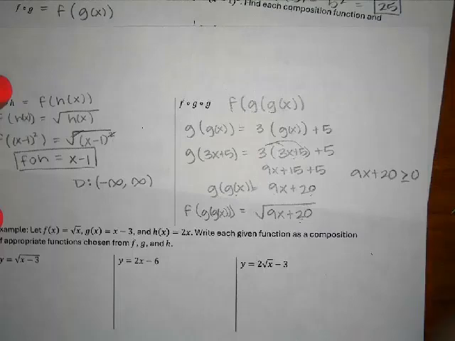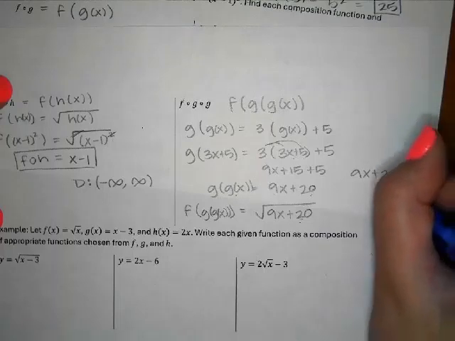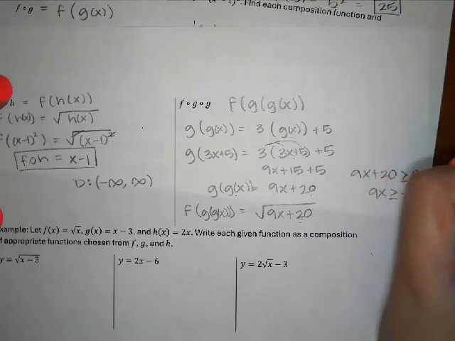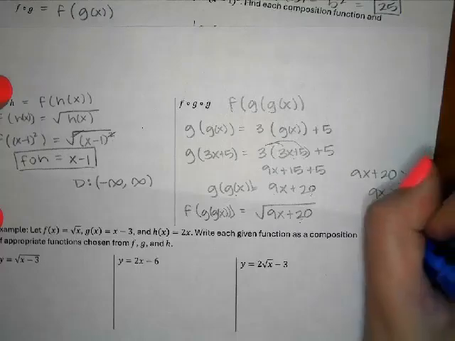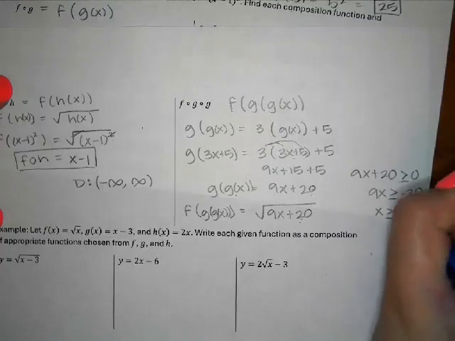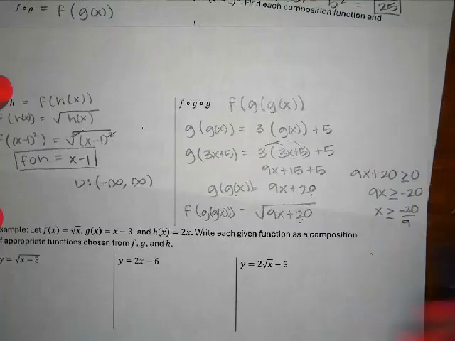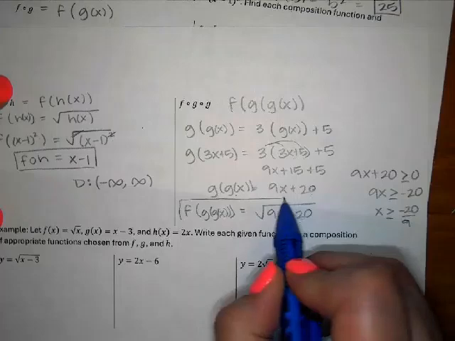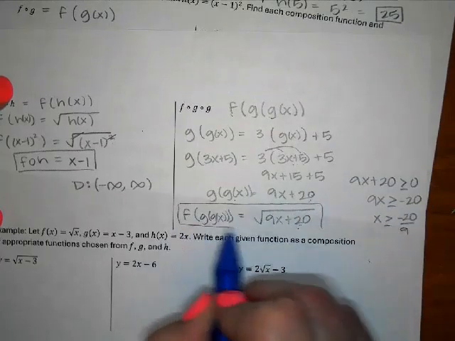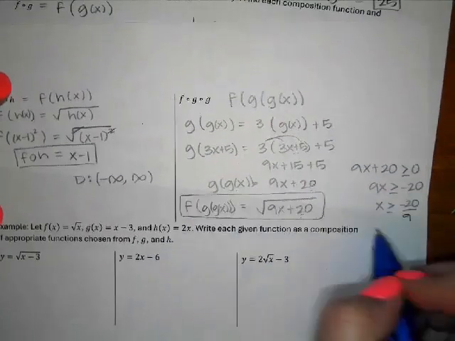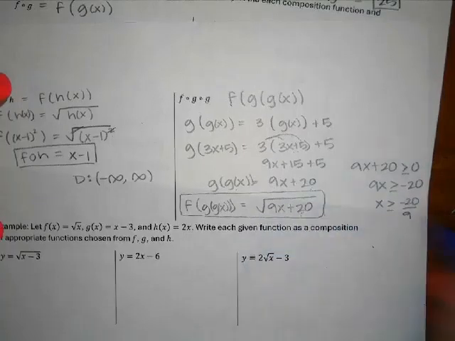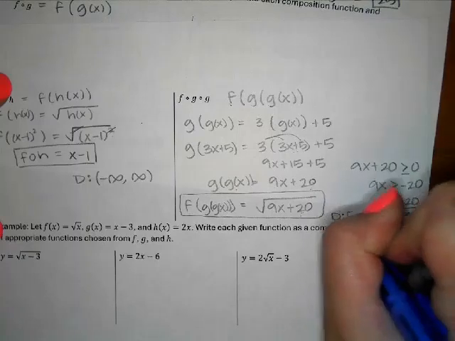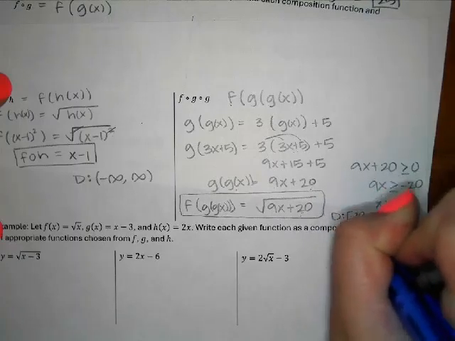And then I can go ahead and solve for x. So I'll subtract the 20 over to this other side and divide 9 over to the other side. And so this is my function. And the domain for this composite function is negative 20/9 to infinity.